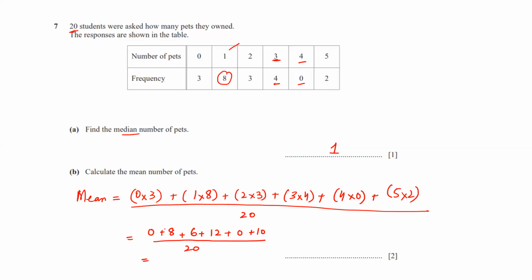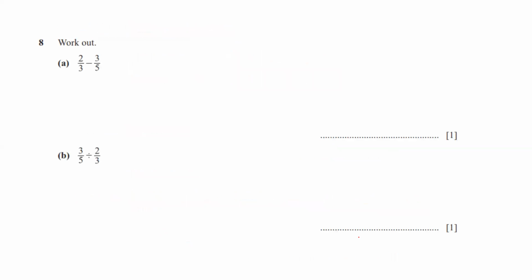So this value comes out to be 36 over 20. If I simplify it, it becomes 18 by 10, and it is 1.8. So the answer will be 1.8. Next question. Question number 8, it says part A, work out this fraction.